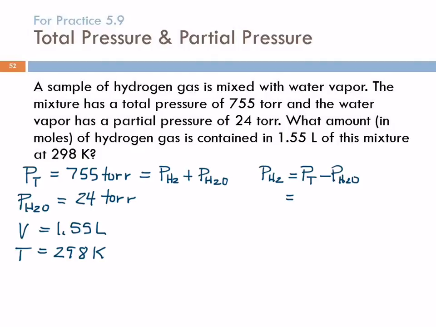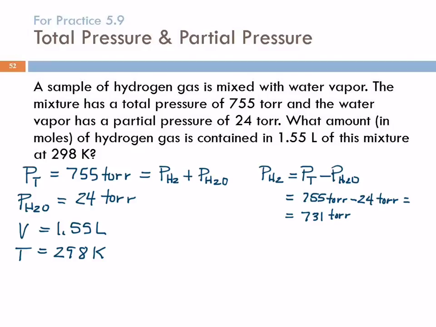That's one of those things where the math is so simple that it freaks people out. It's got to be more complicated. Yeah, no, it doesn't. 755 minus 24, I believe that is 731 torr. Everybody okay with that? Two gases. They each exert part of the pressure.